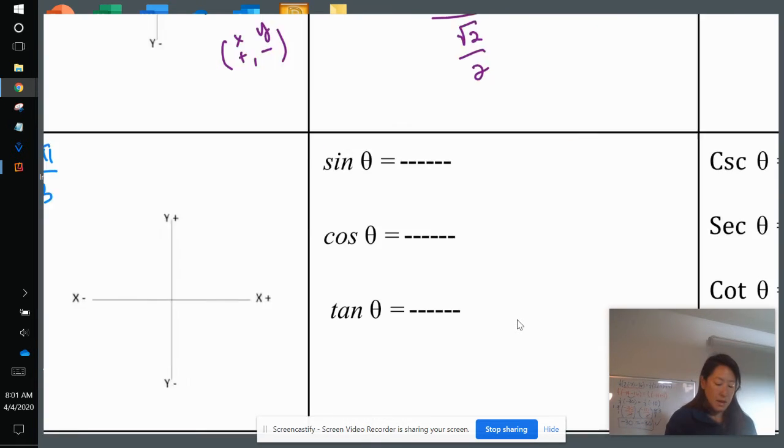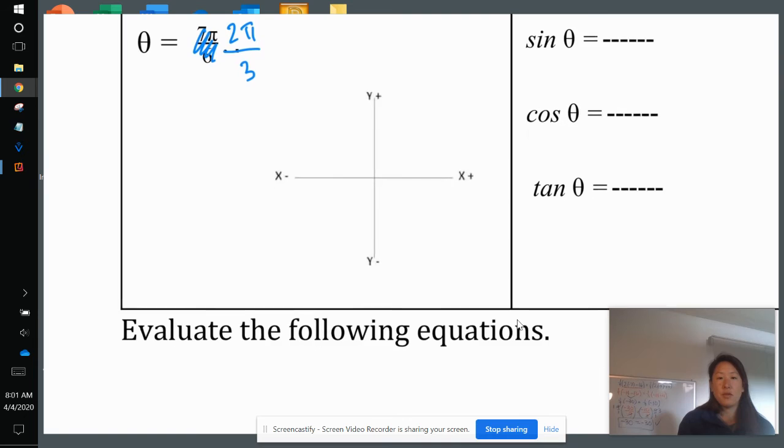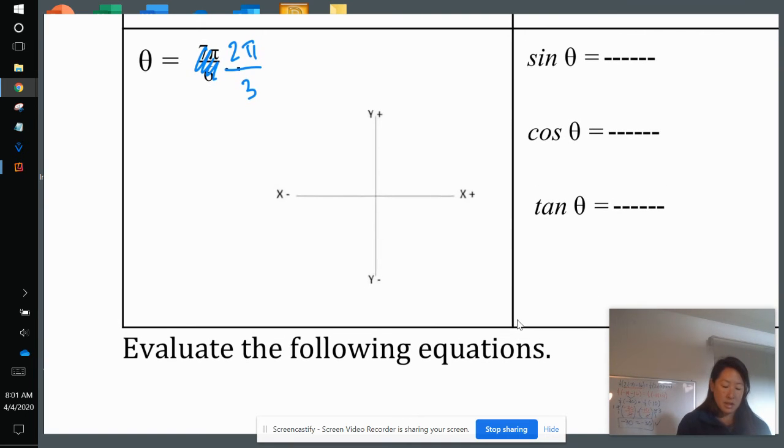All right. 2 pi over 3 is in which quadrant? It is in the second quadrant because the numerator is one value less than the denominator. So I'm missing one wedge.